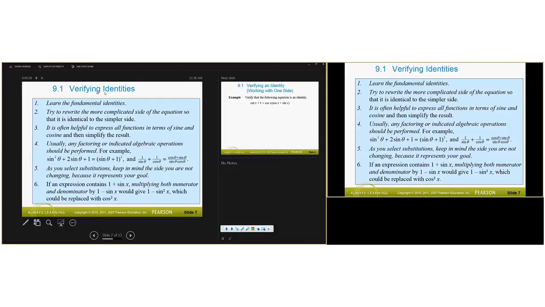Especially number 2. Try to rewrite the complicated side of the equation so that it's identical to the easier side. And that's a general rule when you're verifying identities. It is often helpful to rewrite any term in terms of what? Sine and cosine.